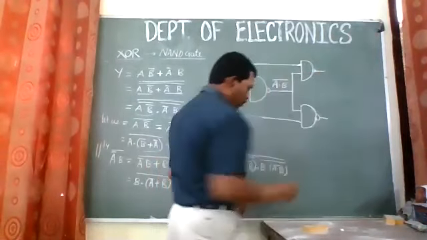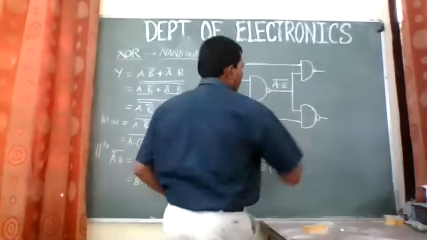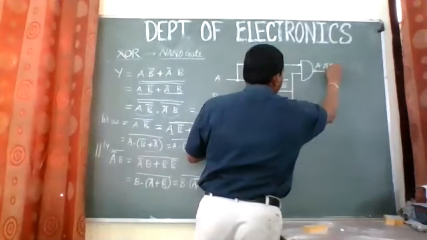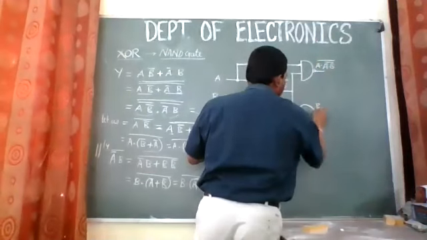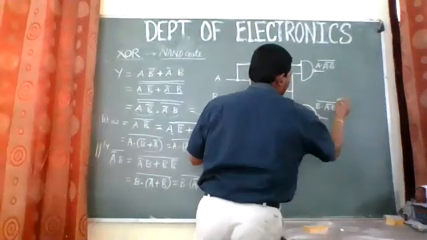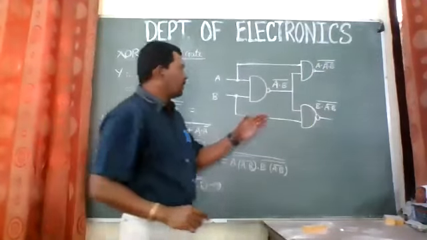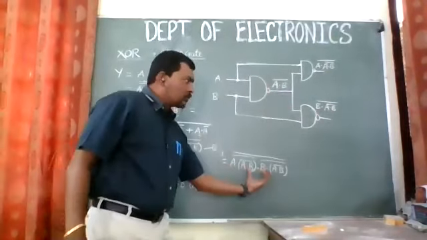And these are the two outputs. Here, in this equation, we will get A dot (A dot B complement) whole complement. Here we will get B dot (A dot B complement) whole complement. So I guess you have understood what I have done here. I have done this much of the portion.